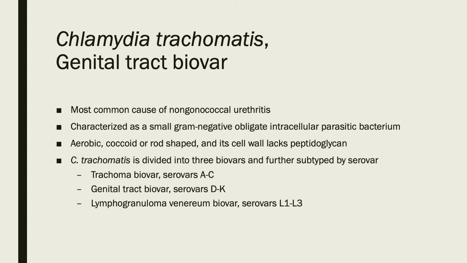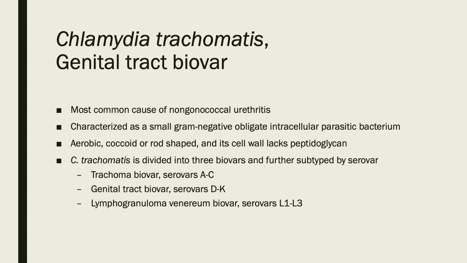Chlamydia trachomatis is the most common cause of nongonococcal urethritis. It is a sexually transmitted bacterial agent that accounts for 15 to 40% of all nongonococcal urethritis cases. Chlamydia trachomatis is characterized as a small, gram-negative, obligate intracellular parasitic bacterium. It is aerobic, coccoid or rod-shaped, and its cell wall lacks peptidoglycan. Therefore, Chlamydia trachomatis is not visible on a gram stain and makes beta-lactam antimicrobials ineffective.